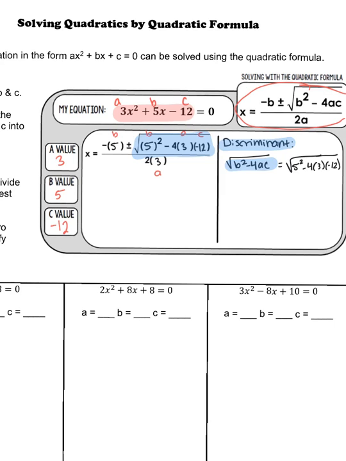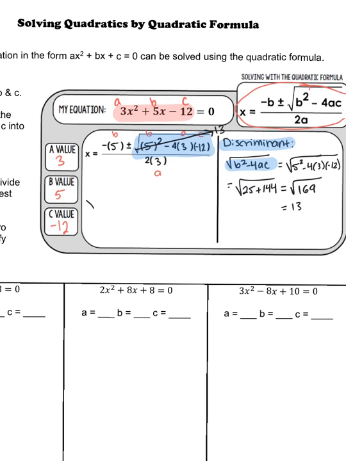You can either type this in the calculator or you can calculate it by hand. If you do it by hand, 5 squared is 25. -4 times 3 times -12. There's 2 negative signs, so it's going to be a positive. 4 times 3 is 12, times 12 again is 144. Okay, so if I add these together, I'm going to get the square root of 169, and the square root of 169 is equal to 13. So that means that this entire section of my formula is really just 13.